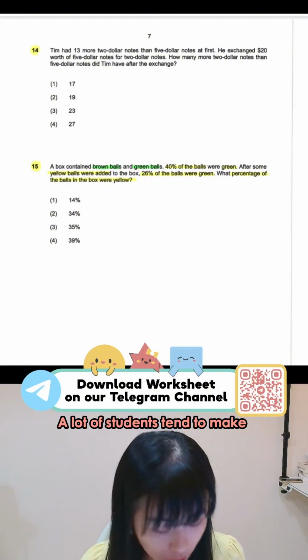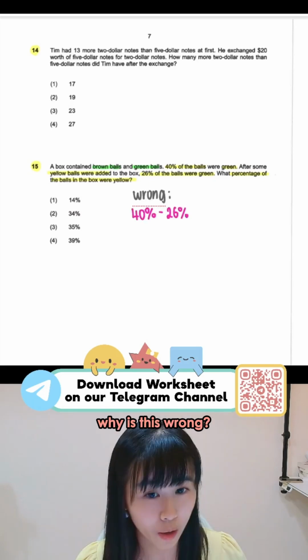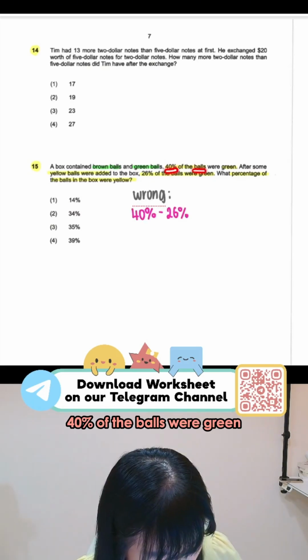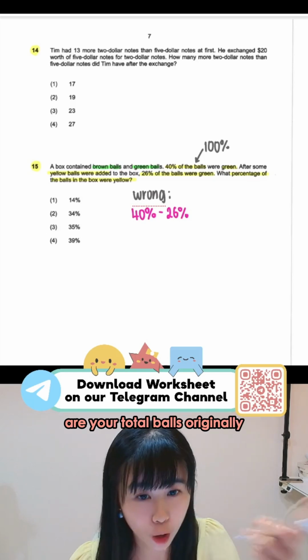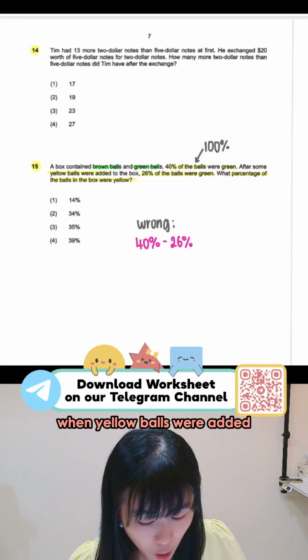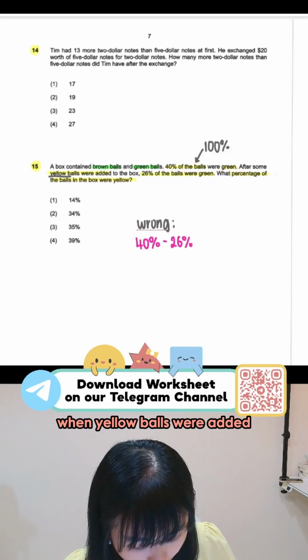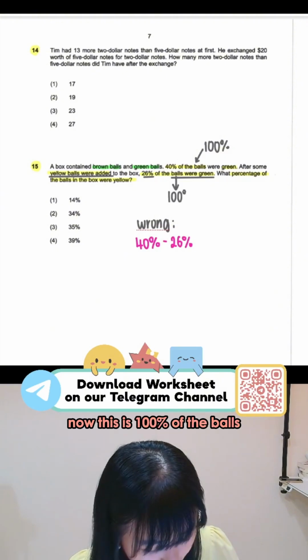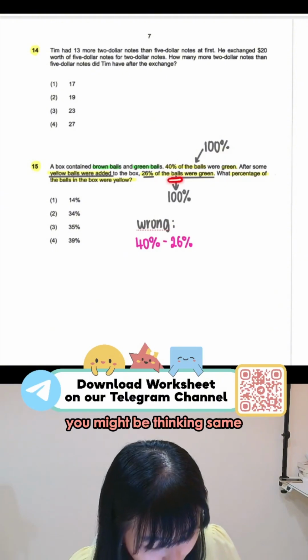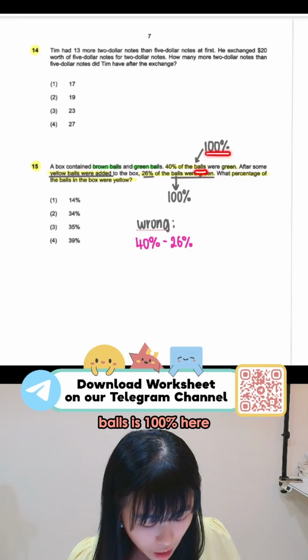A lot of students tend to make a common mistake. Why is this wrong? 40% of the balls were green. Over here, you're assuming the 100% are your total balls originally. When yellow balls were added, 26% of the balls were green. Now, I want to ask you all, now this is 100% of the balls. You might be thinking same, balls is 100% here, balls is 100% here.